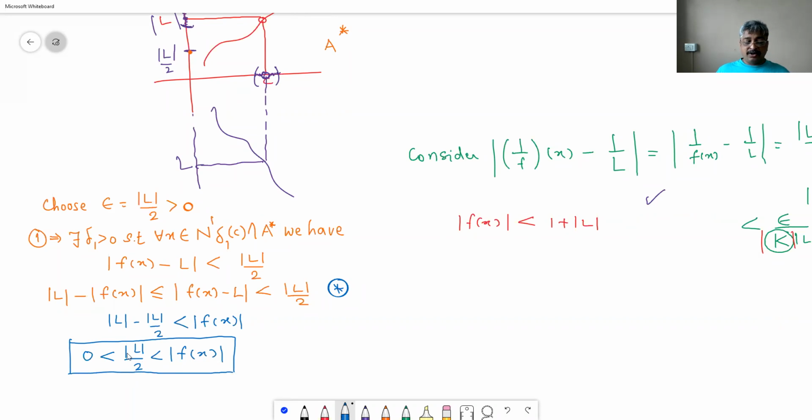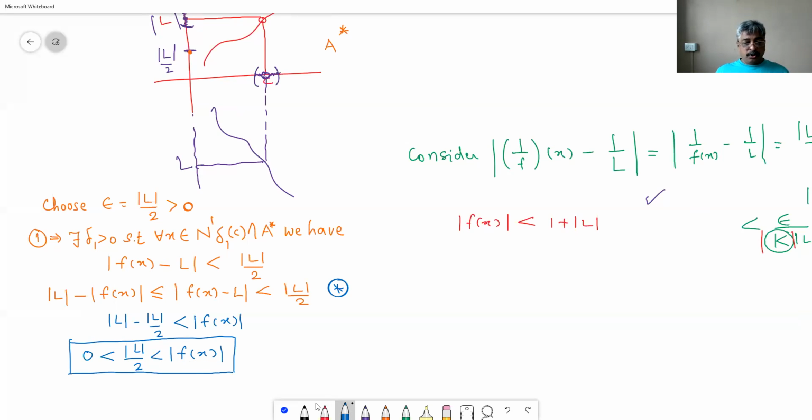So this is the important result that we have, because we were required to find some constant which is positive but smaller than the absolute value of f of x, and we got it. But then we got it for all those points where this will be true. It will be true in the delta 1 neighborhood of C. Okay.